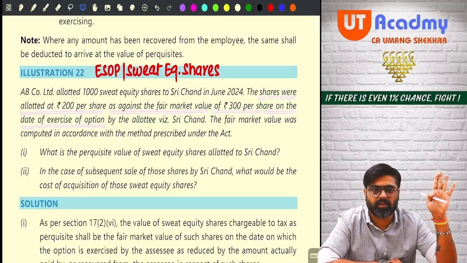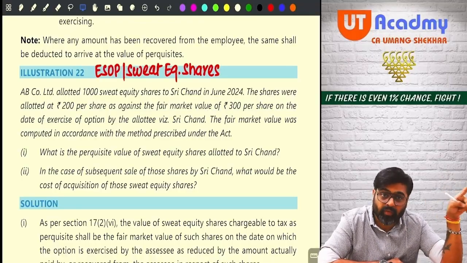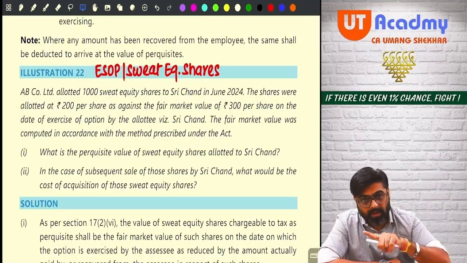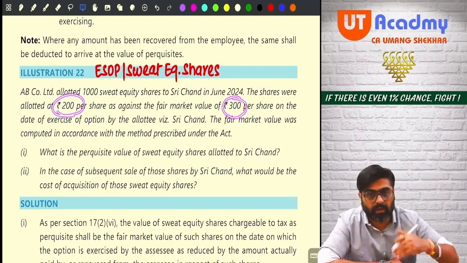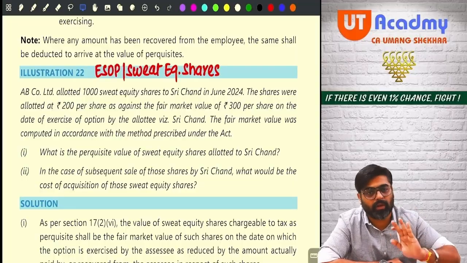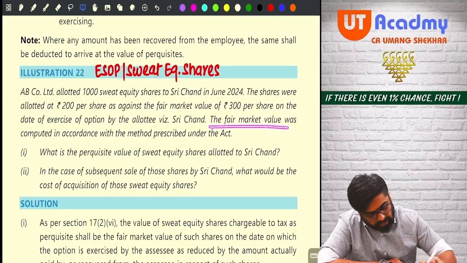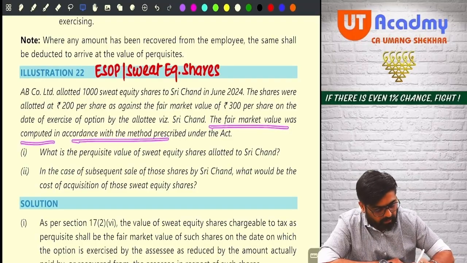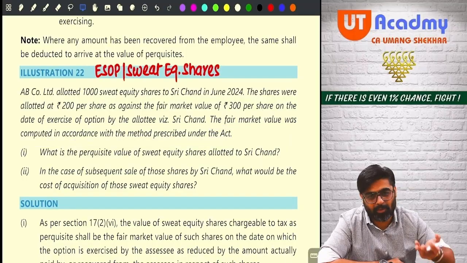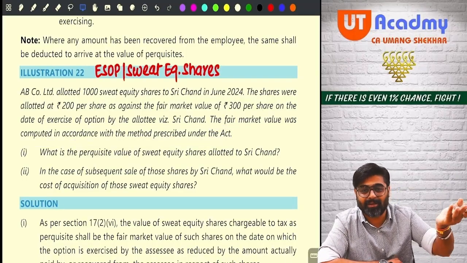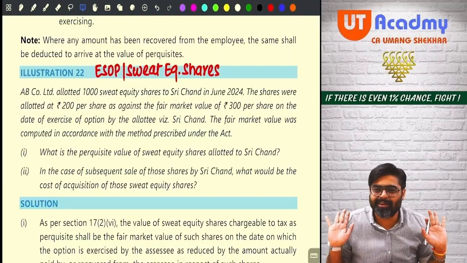See, the date of exercise of option would be some other date. As on that date of exercise of option, the fair market value per share was how much? 300, and these were given to you for how much? Only 200. So exercise price was 200. The fair market value was computed in accordance with the method prescribed under this act. Very good. You have calculated as per the method prescribed and given it to us. So we'll be using that 300 only.